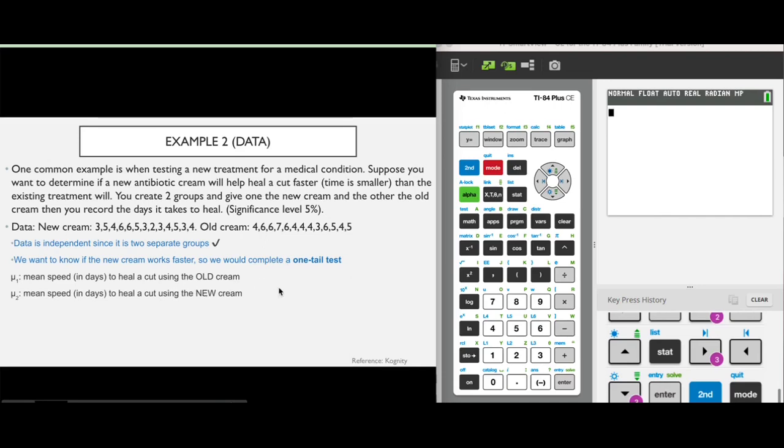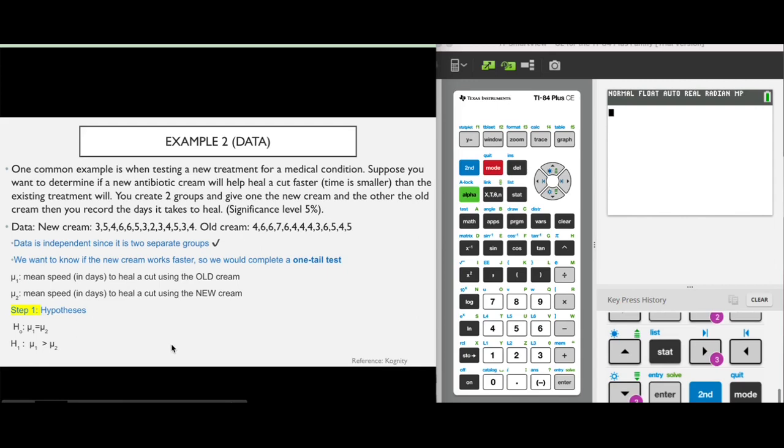So the null hypothesis is that they're going to be equal to each other. The alternative hypothesis, remember, we want to prove that our new cream is faster. So we want to prove that the mean healing time of the new cream is less than the old cream. So we want new to be less than old. We have to put it in order 1 and then 2. So we want the old to be bigger than the new. So my alternative hypothesis is that my old is bigger than the new. So these are the first step.